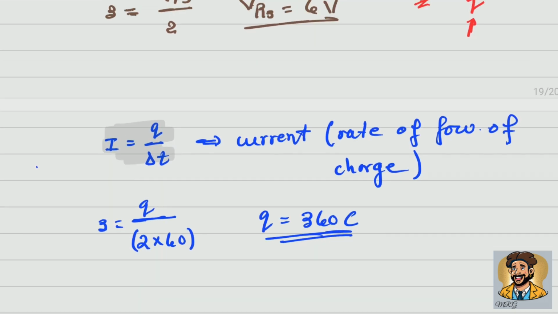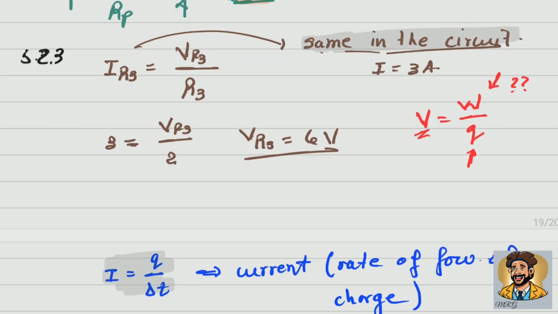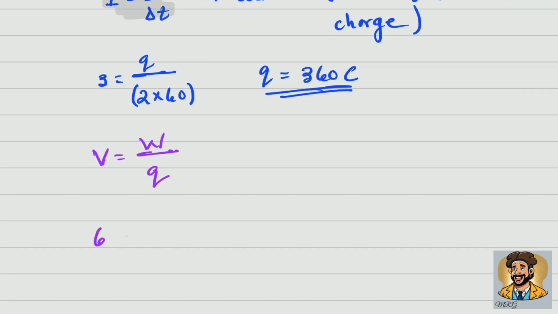Well, we are now having the data. We can calculate the energy that we're looking for. So we write in the formula now, which is potential difference is equal to energy or work done divided by charge, and we substitute. So the potential difference we calculated is 6 volts. You substitute in here 6 volts is equal to work, which is what we're looking for, and the charge is equal to 360. So the energy or the work done is equal to 2160 joules. That is the answer.